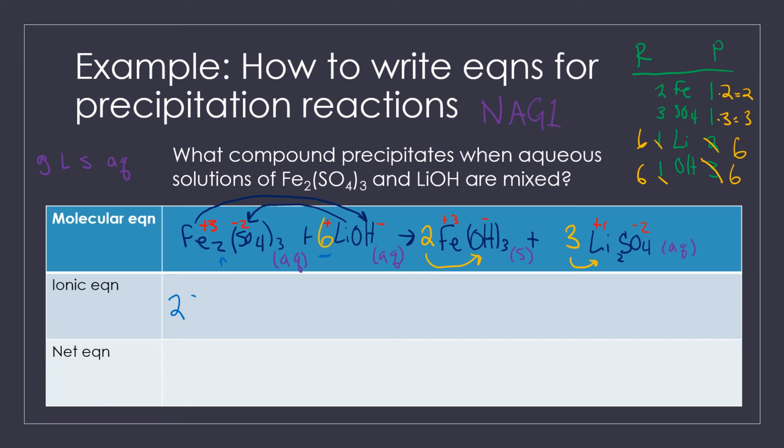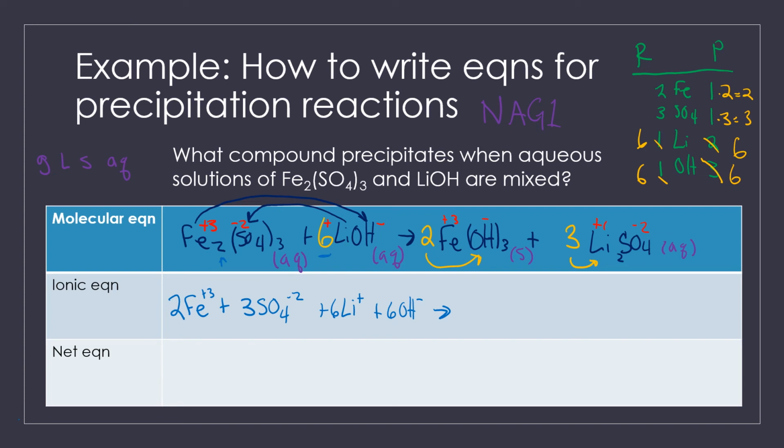We're going to have 2 irons, and their charges are +3s. For our ionic equation, we need to know how many of each ion they are, and since they are ions, we definitely need to know their charges. So we have 2 irons. We had 3 sulfates. Excuse me. We had 6 lithium and 6 hydroxide.